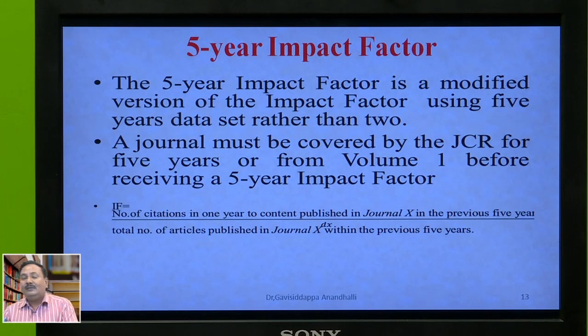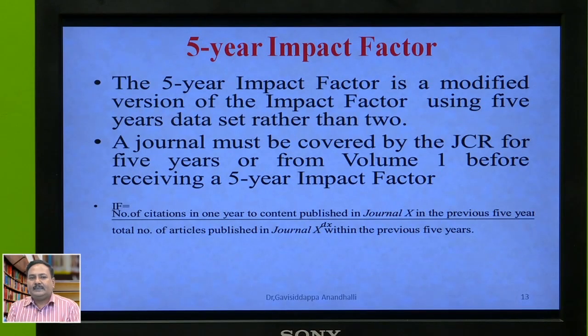In case of the 5-year impact factor, we can consider a range of 5 years of data. Suppose your journal should have a history of 5 years, which has to be covered in Web of Science. Okay, a similar formula can be used here. The number of citations received in the year, maybe 2019, for the articles published in the last 5 years period.